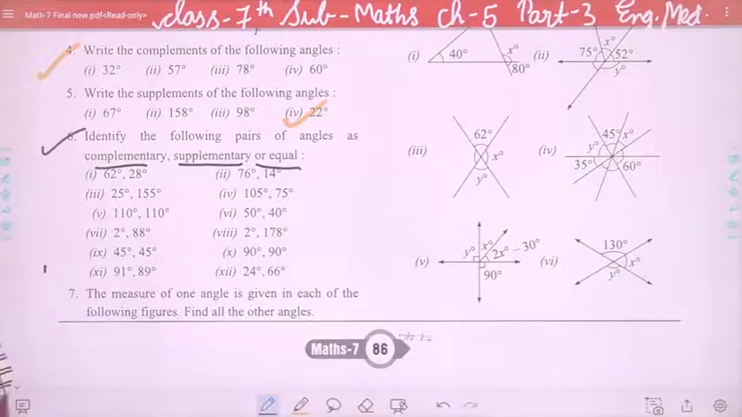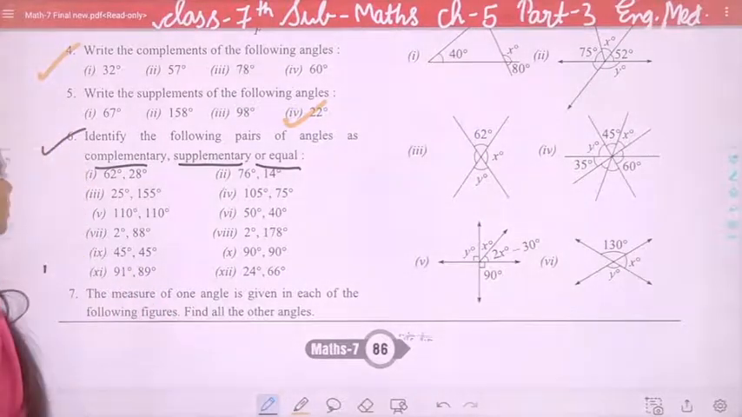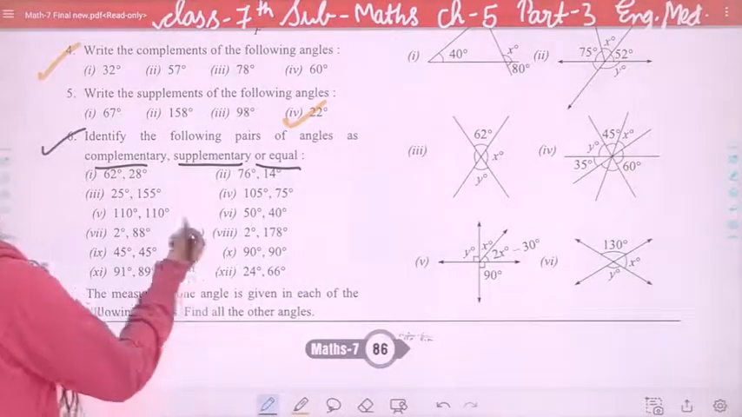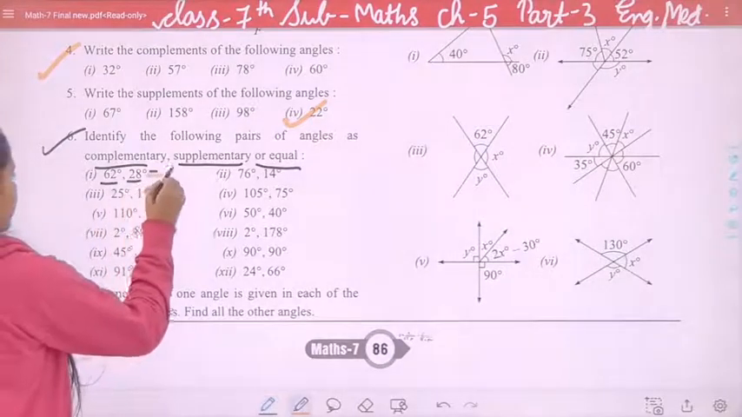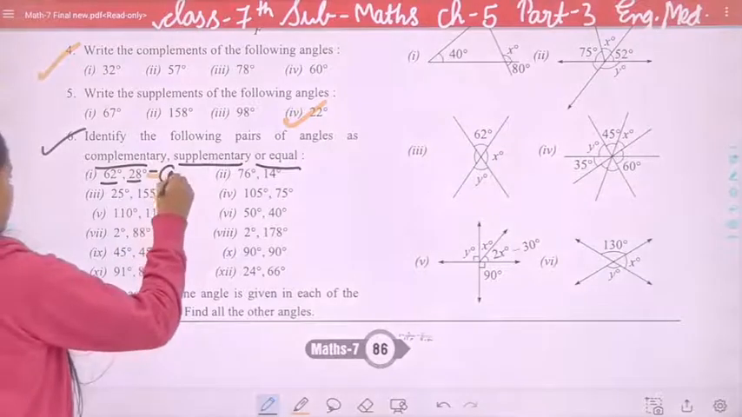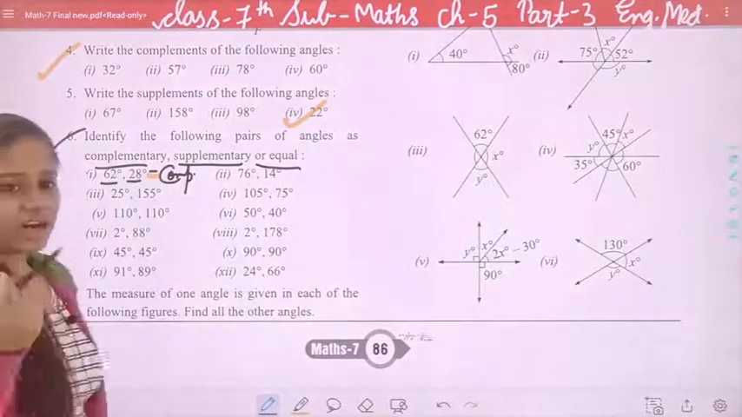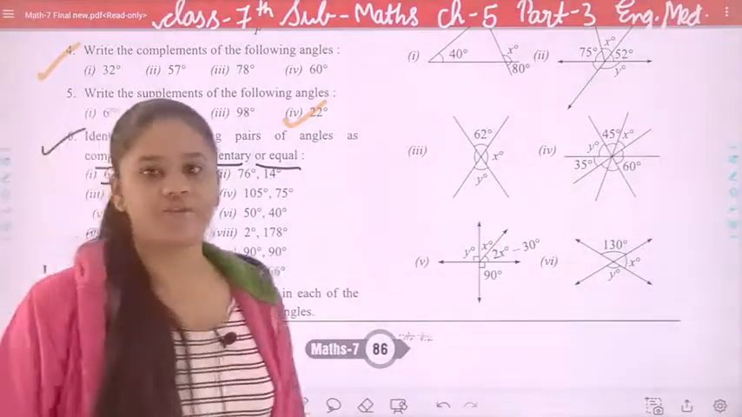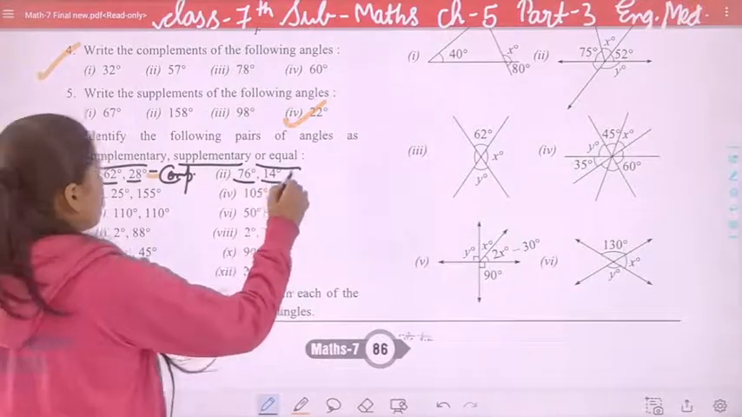जो भी 90 से ऊपर है that is supplementary angle, और जो भी 90 से कम है it will be complementary angle. Now first part is 62 degree and 28 degree. It will be complementary angle. Students, space is not given. You have to write the complete spelling. I will write the short form and you have to write the full spelling. Right? Now 76 degree and 14 degree.